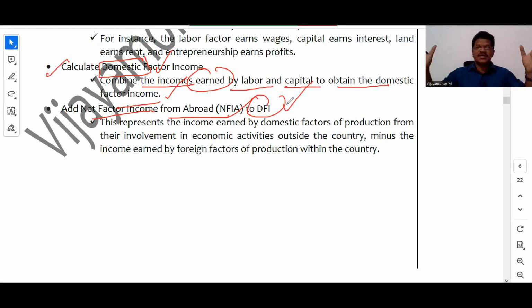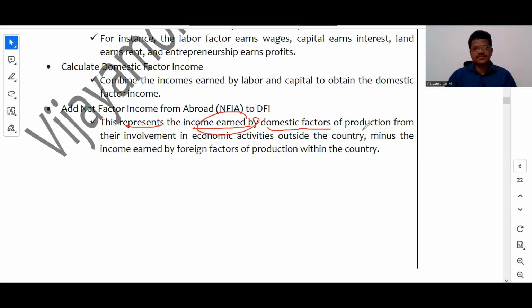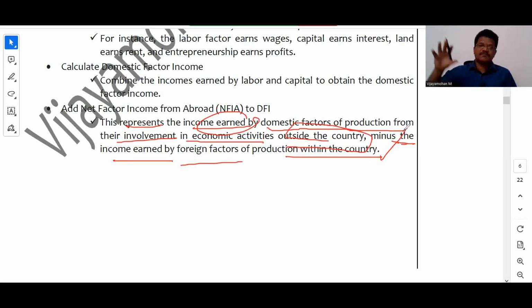So ఈ domestic factor income ki net factor income from abroad ఏదైతే వస్తుందో, అంటే this represents the income which is earned by domestic factors of production from their involvement in economic activities outside the country minus the income earned by foreign factors of production within the country. అంటే domestic factors of production ఏవైనా ఫారిన్ లో ప్రొడక్షన్ కి, అంటే అబ్రాడ్ లో ఆర్ అవుట్ ఆఫ్ ద కంట్రీ, if they are contributing for any economic activity, you need to have that income, you need to calculate that income, and you need to remove the income earned by foreign factors of production. అంటే ఫారిన్ నుంచి ఏదైనా క్యాపిటల్ వచ్చి ఇక్కడ ప్రొడక్షన్ ప్రాసెస్ కి ఏదైనా హెల్ప్ చేస్తుంటే దాని నుంచి జనరేట్ అయిన ఇన్కమ్ ని ఫస్ట్ కాంపోనెంట్ నుంచి రిమూవ్ చేయాలి.